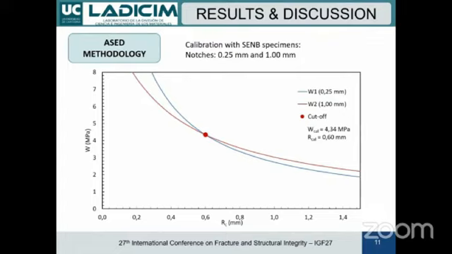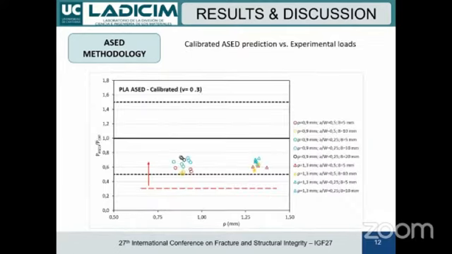As ASED was validated for linear elastic behavior and PLA is a non-linear material, we made this calibration using the same specimens that we had from this previous work. With these two calibration curves, we obtained the ASED parameters: a new average strain energy in the control volume and a new critical radius at the notch tip. Applying these new values, we improved the prediction of the loads. In this case, we improved 50% of the predictions.